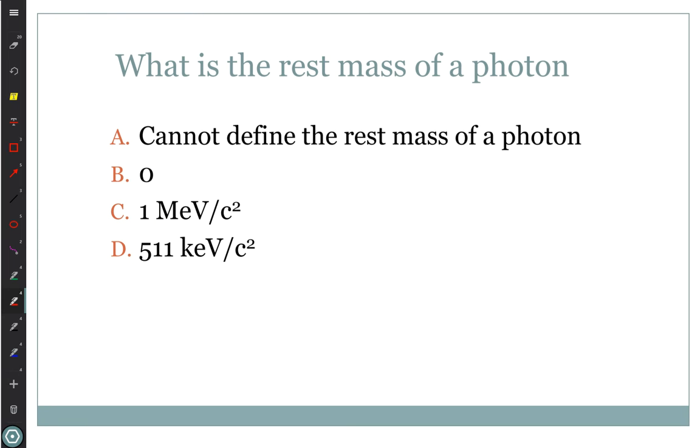Okay, I think this is ending relativity. What is the rest mass of a photon?